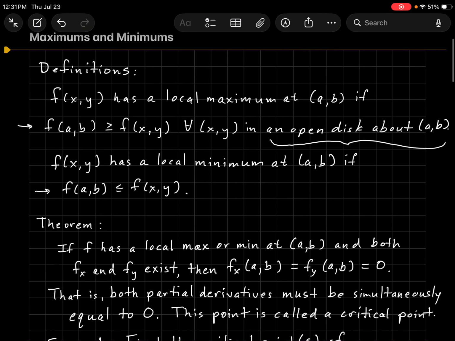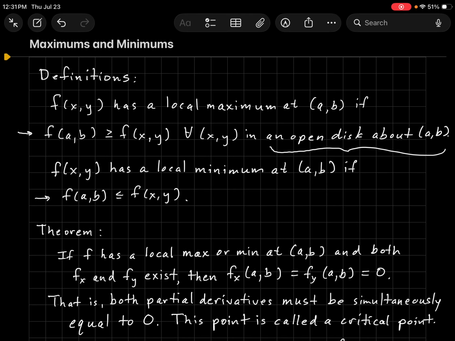But a theorem here. If a function has a local max or min at a point, and both of the partial derivatives exist at that point, then both of the partial derivatives must equal 0. So we're going to be using this when we do some problems. But the idea is this. When we want to find a local max or min, both partial derivatives must be simultaneously 0. And of course, this point, if true, is called a critical point.